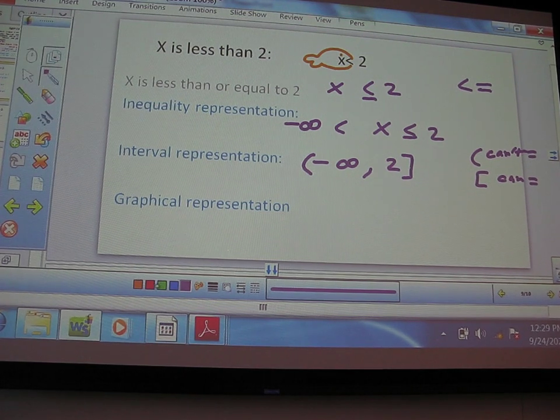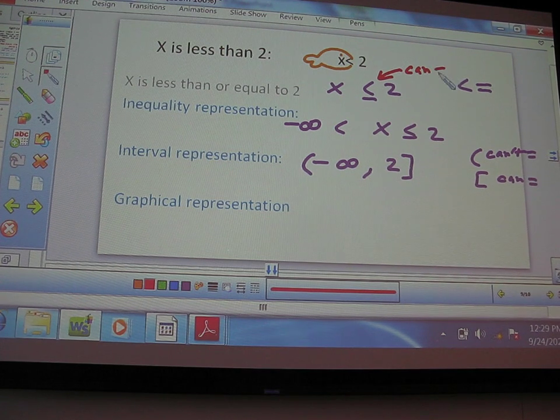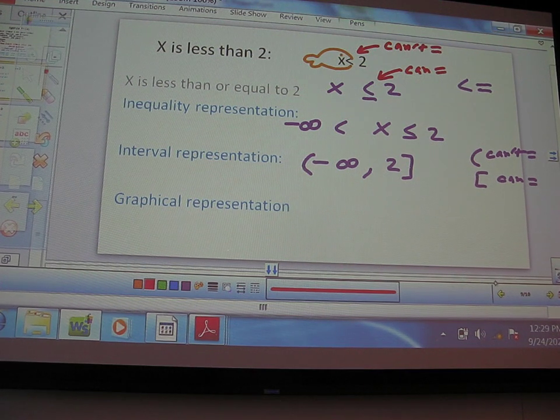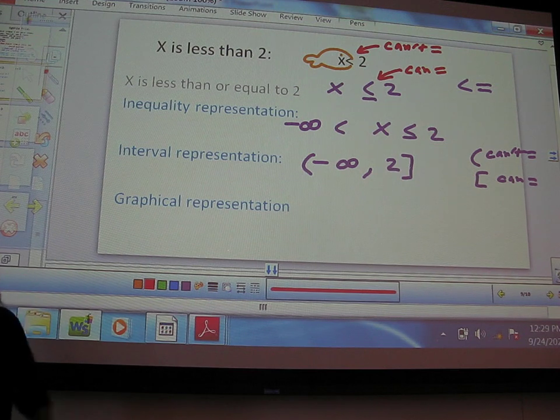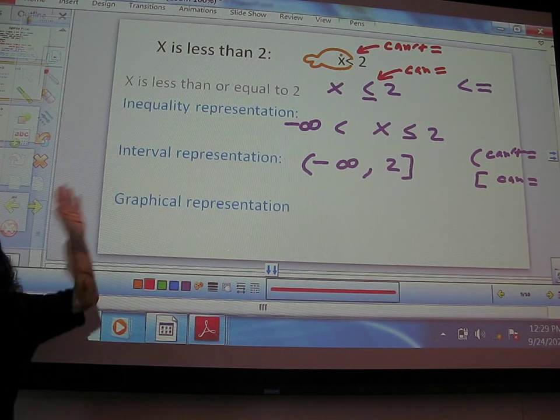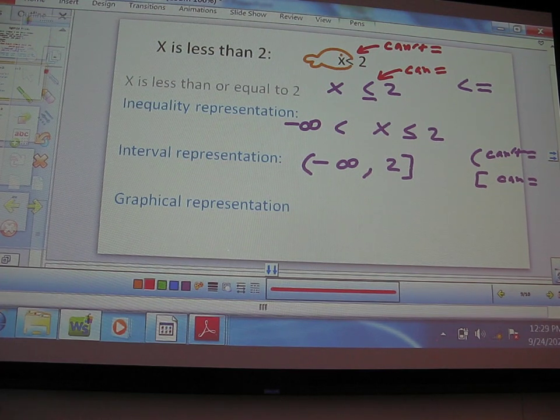So again, also this one can equal. That one there can't equal. Right? Is everyone kind of on board with these ones so far? Good. Now we're going to have graphical representation.